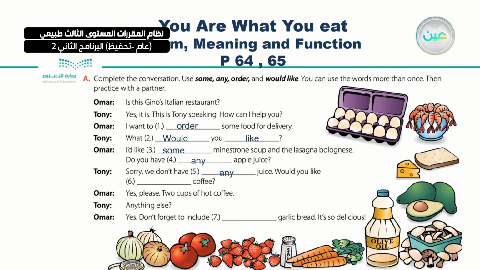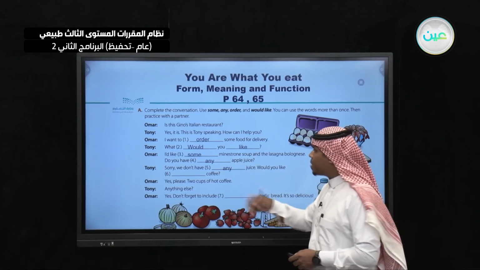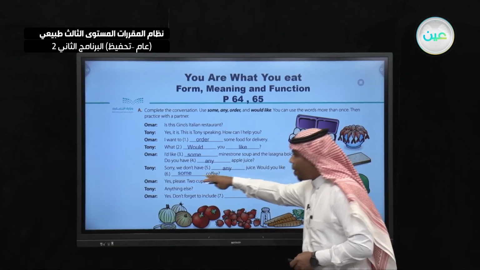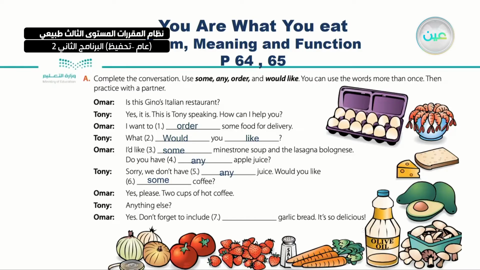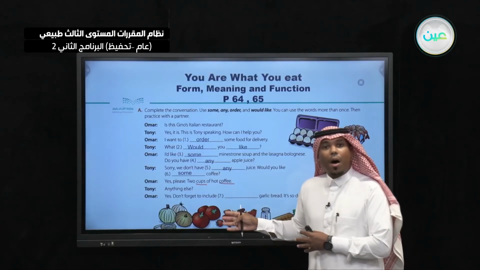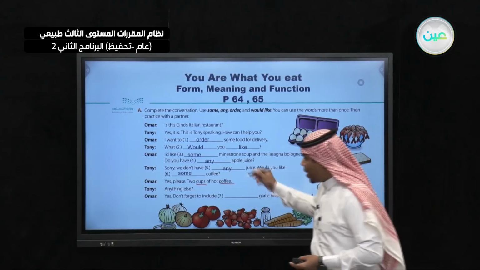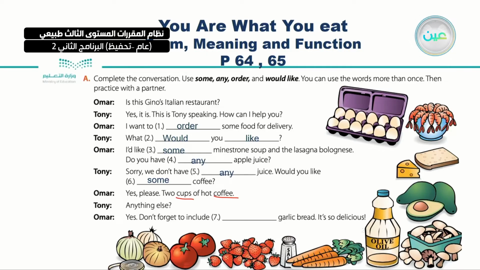Would you like... now I'm giving him a choice or preference. Would you like some coffee? Actually, we could use some in questions and sometimes. Okay, sometimes I could use some in questions. Yes, please, 2 cups of hot coffee. Now look here, he said 2 cups. Coffee is non-countable, but if I use cups, for example, I could use 2 cups of hot coffee.